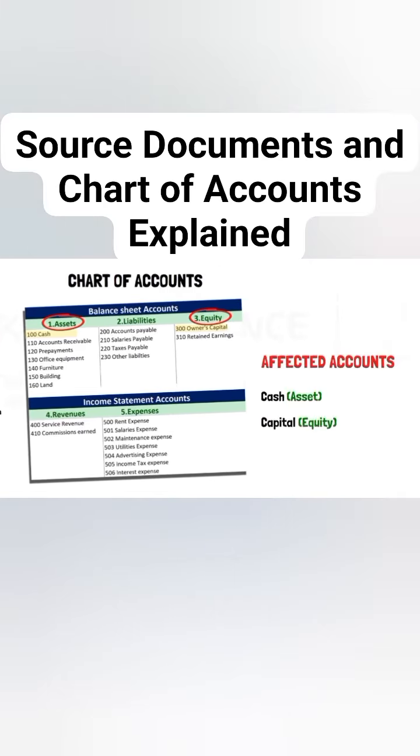Then the accountant should determine whether there is an increase or decrease in each of the identified accounts. Here, our transaction increased the cash account by 100,000, and also increased the capital account by the same figure.